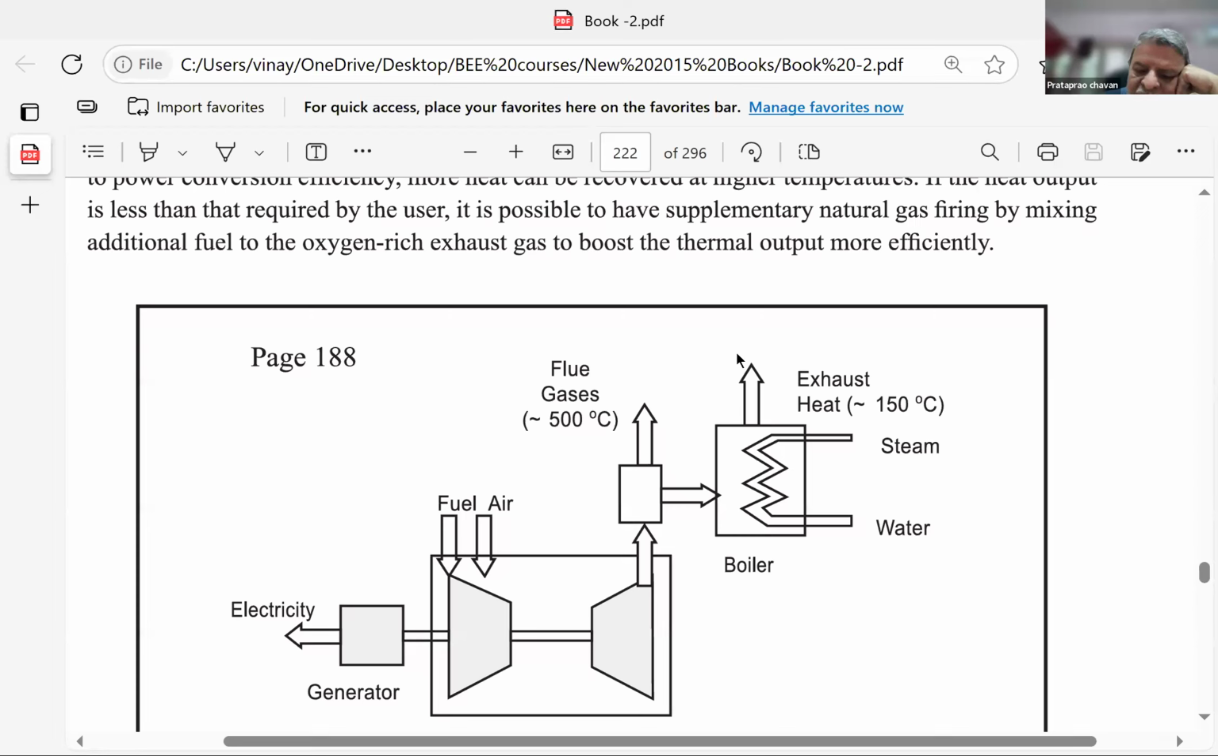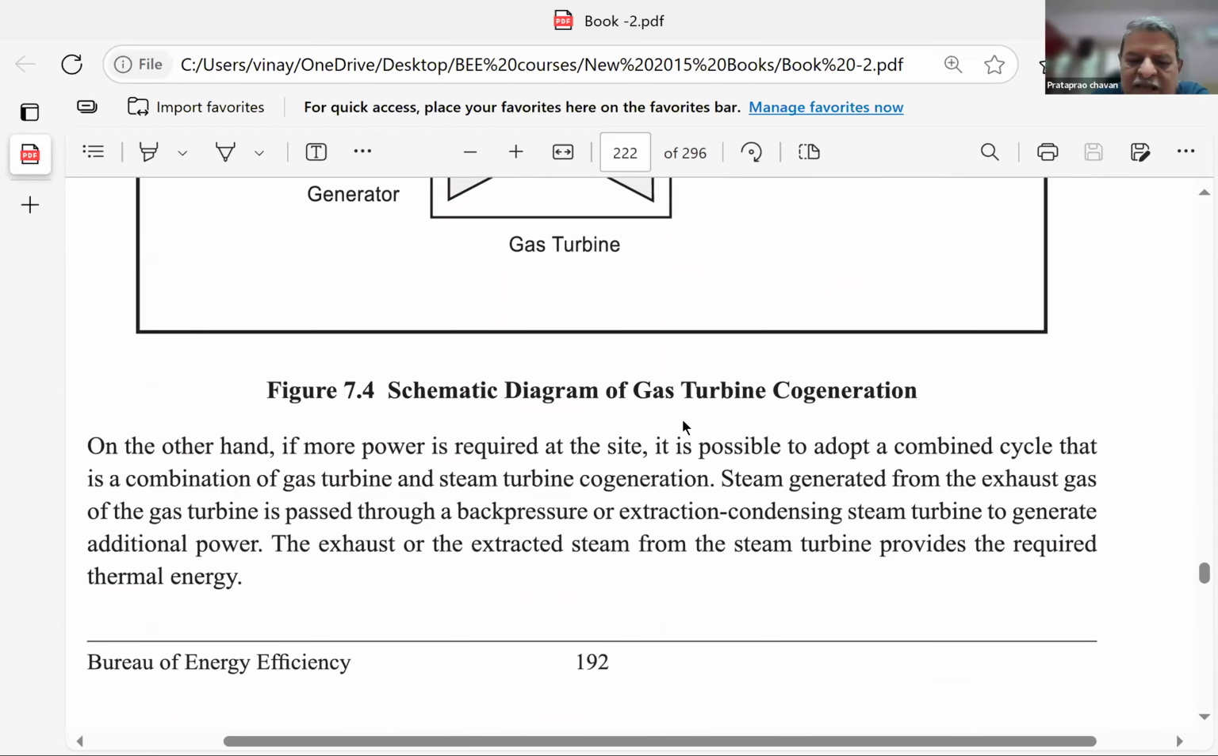And then the cool gases, say at a temperature of about 150 degrees. That means a temperature drop of the gas temperature from around 500, 600 to 150 to 200. Since 300 degrees of heat from such a bulk of gases is pretty high, we can have a source of steam. This steam will be used for the process in the industry. If not required by the process, we will use it for a steam turbine generating power. So this is a cogeneration using gas turbines.